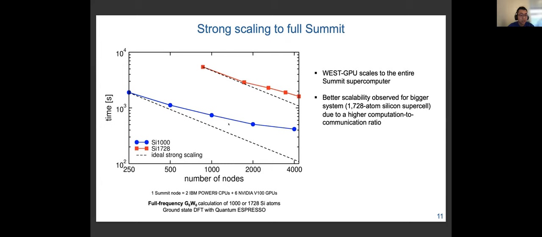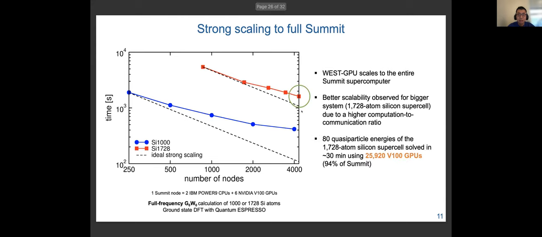So this one is two silicon supercell models, one with 1,000 atoms and the other with 1,700 atoms. So again, we see the strong scaling on Summit looks quite nice. So basically, the bigger system with 1,700 atoms scales better because it has more computation to do. And it's again quite close to ideal scaling. And with 94% of the entire Summit machine, which means 25,000 NVIDIA V100 GPUs, we were able to solve 80 quasi-particle energy levels of this big silicon supercell in about half an hour.